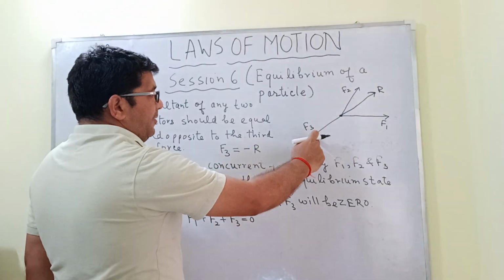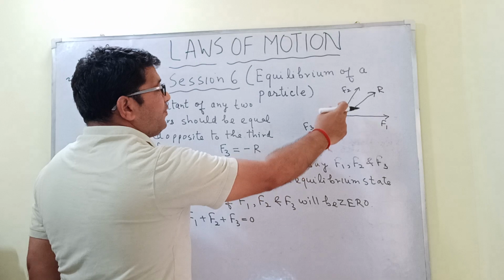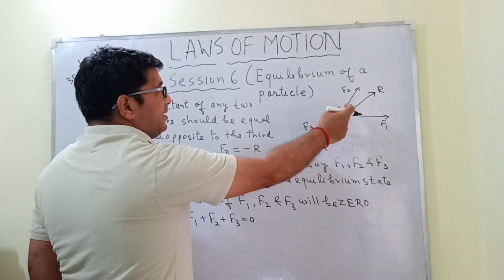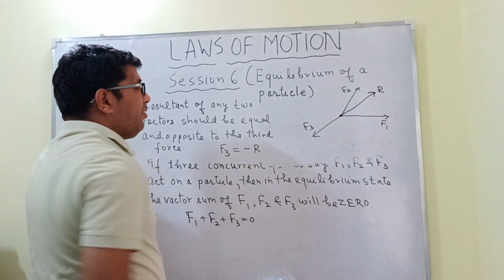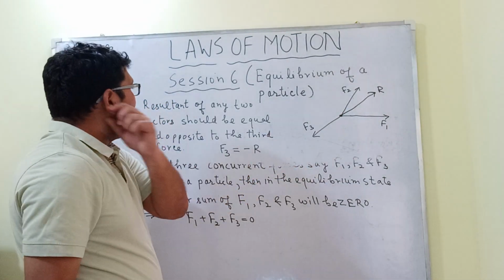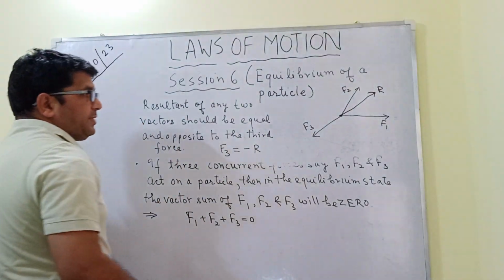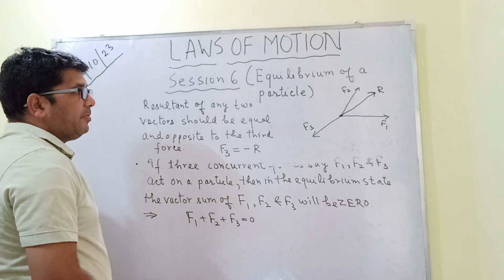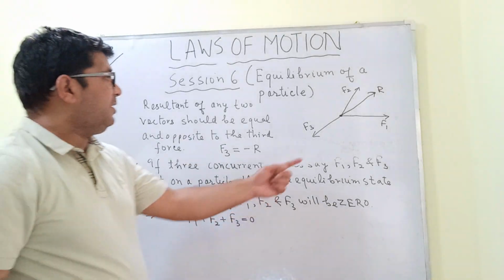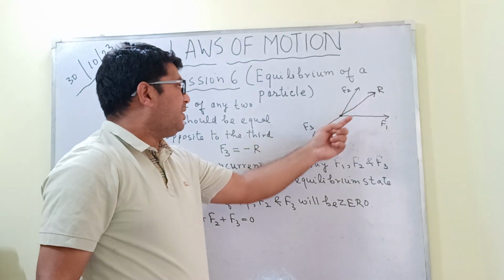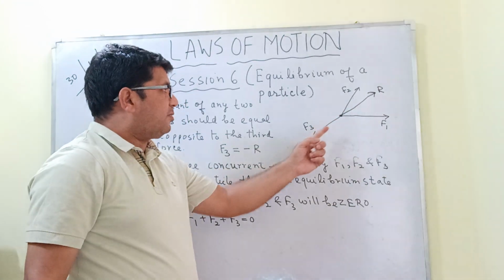So in this way, if the resultant of any two vectors is equal and opposite to the third vector, then that particle which is subjected to these forces will be in a state of equilibrium. And one more important thing, that is their line of action. The line of action of this resultant force and this third force should be the same.